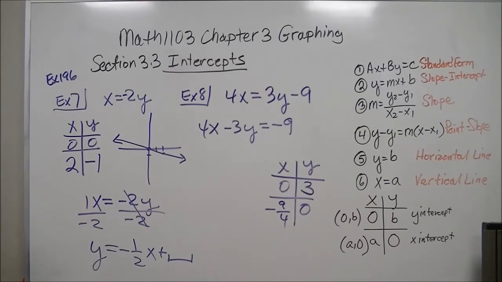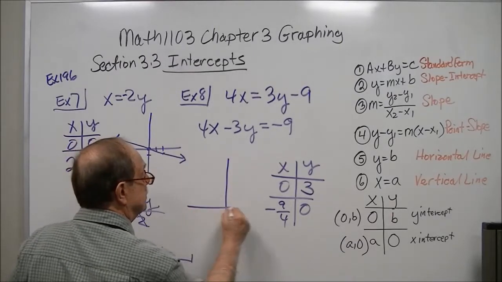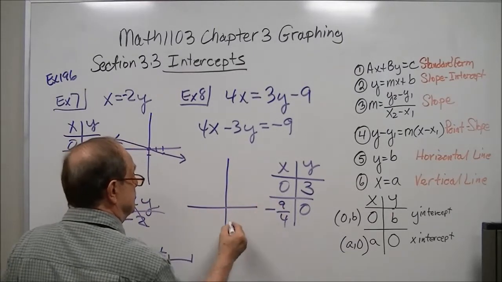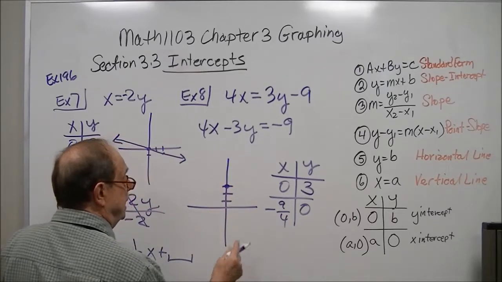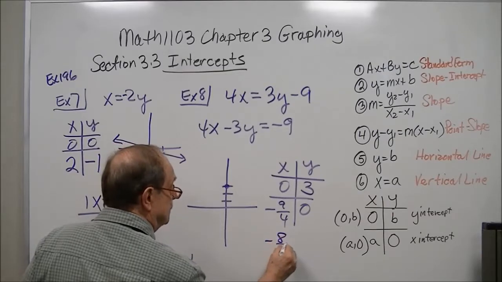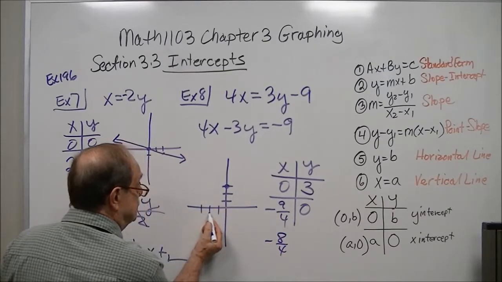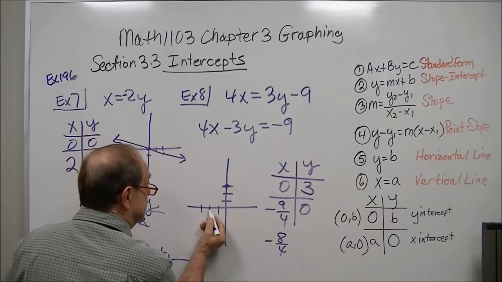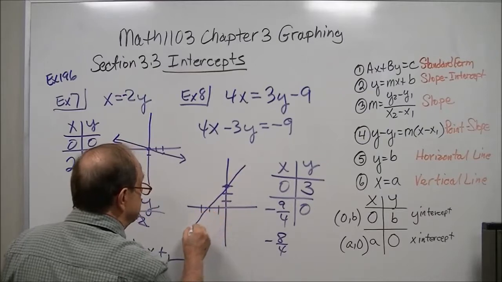All right, that's sort of a hard one to do if we're using the intercepts. And we may need some other point, but let's give it a shot. So there's 0, 3, 1, 2, 3, right there. And then now a negative, remember a negative 8/4 would be a negative 2, and we're just like 1/4 over. So it'd be something like that.